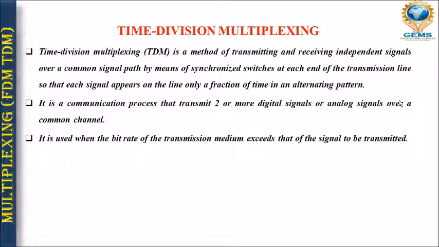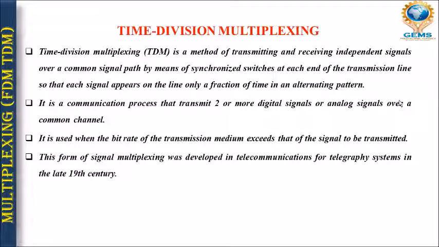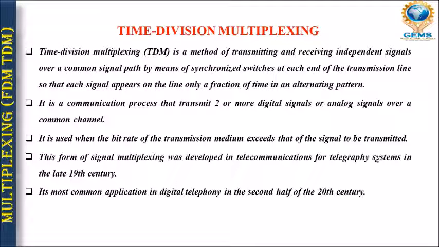So whenever the transmission medium has a higher bitrate, this type of TDM is used broadly. This multiplexing was developed in telecommunication, basically in the telegraphy system in the 19th century, and by the second half of the 20th century it was also used in digital telephony.